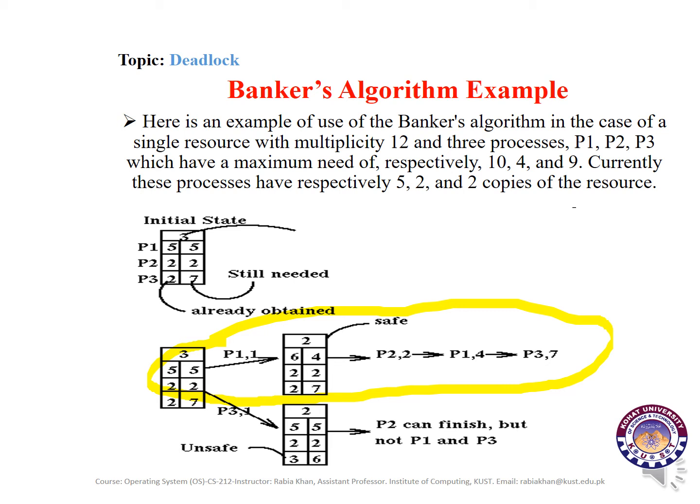P2 would complete its execution, utilize the resource, and release 4 instances of the resource. These 4 instances would then be assigned to P1, whose demand would also be completed, and after utilization, it would release 10 instances of the resource. From these 10 instances, the demand of P3 can be completed, which requires 7 more instances, and hence the system stays in a safe sequence.